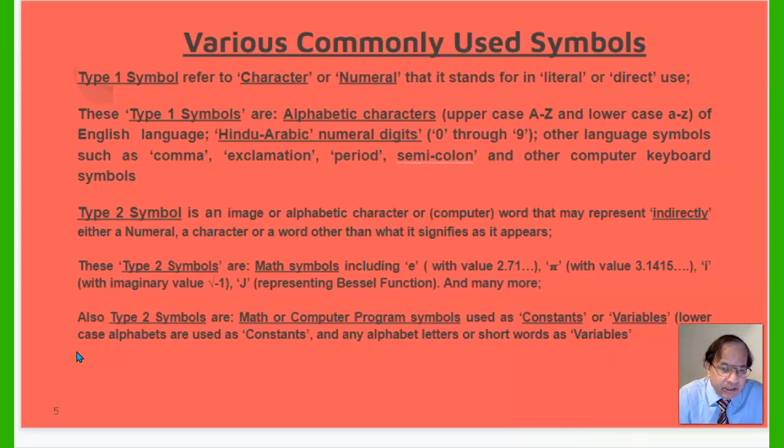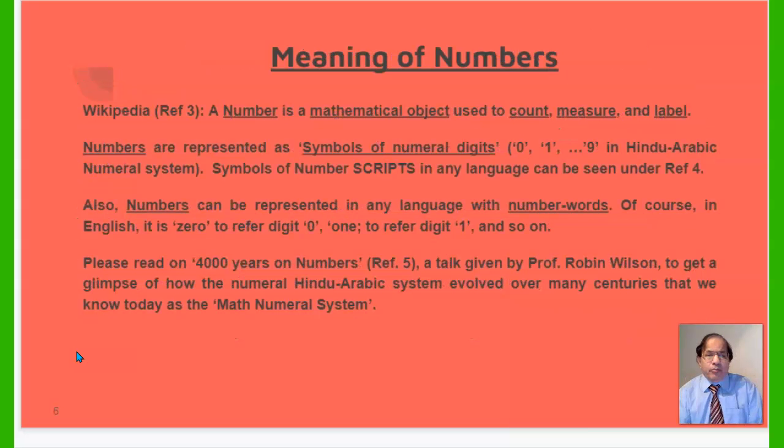In the computer world, we use type 2 symbols. Type 2 symbols are math or computer symbols used to represent constants or variables. We talk about the meaning of numbers. We use Wikipedia as a reference to find the meaning of numbers.